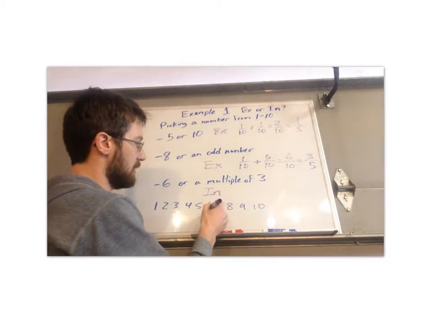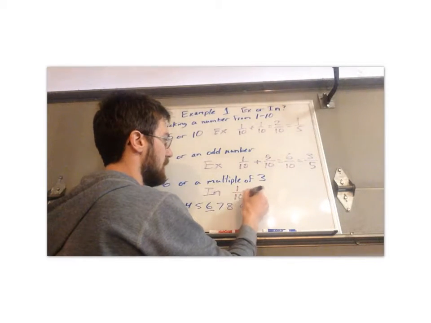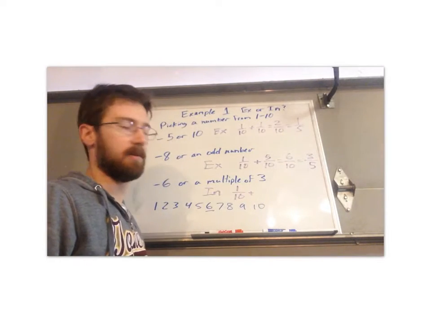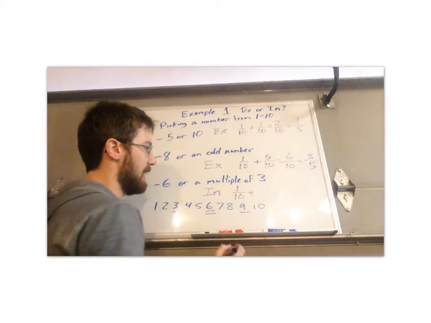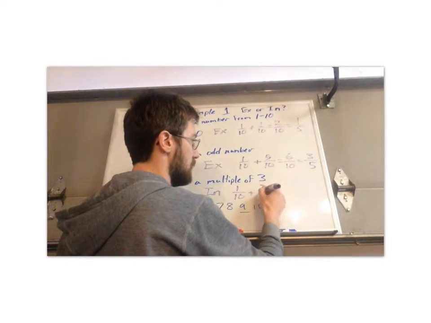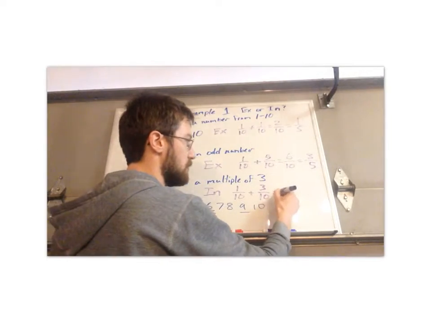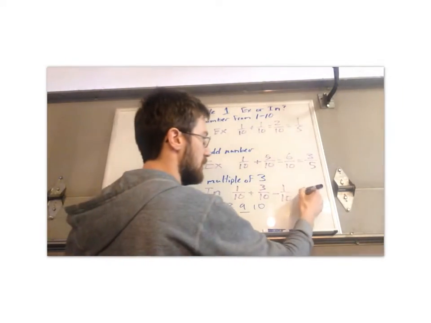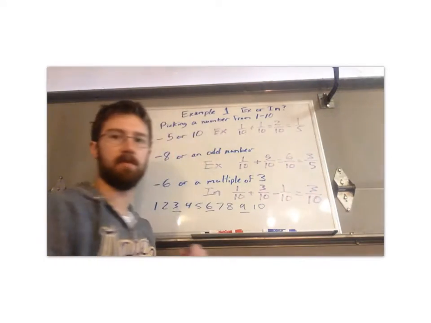So what's our probability of a 6? That's 1 out of 10. Multiples of 3, meaning counting by 3s: a 3, a 6, or a 9. So that's 3 out of 10. Now we counted the 6 twice, so we have to subtract one of those out. And what we should get is 3 out of 10 for our probability.